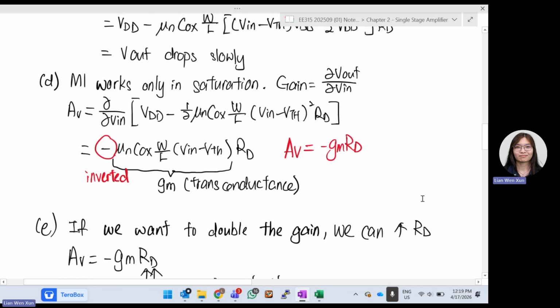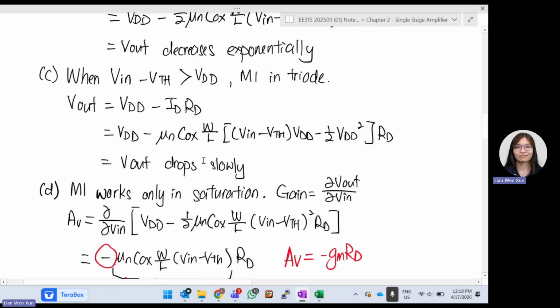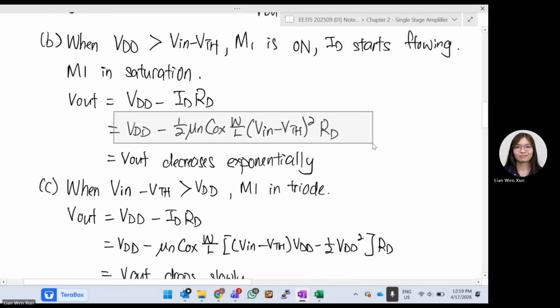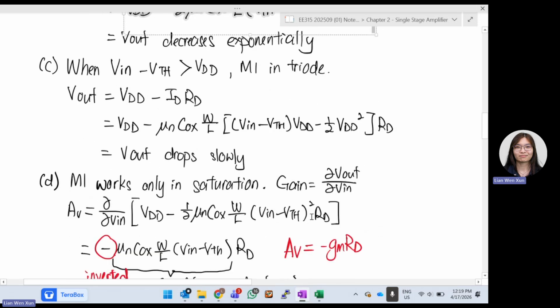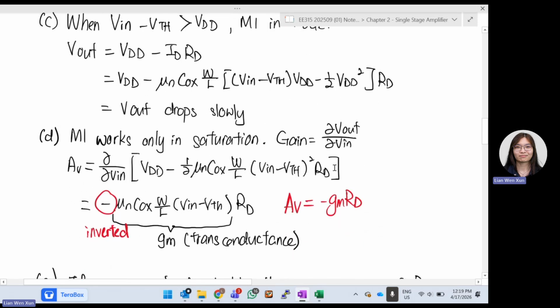Okay, so the main point is that the amplifier will only work in the saturation region. Because when we say amplifier, it means that we want to observe a gain, a gain in terms of a change of output over change of input. So when in saturation region, our change of output is this formula, VDD minus half mu nCox W over L something, RD, over change of input.